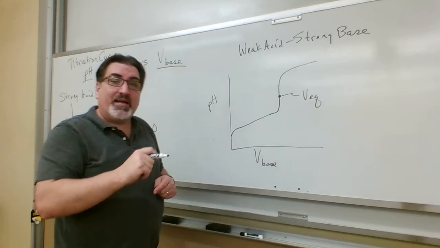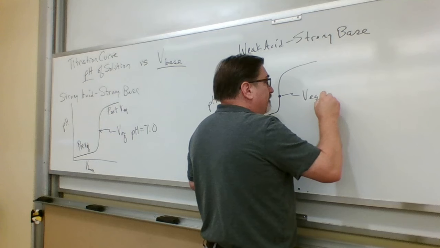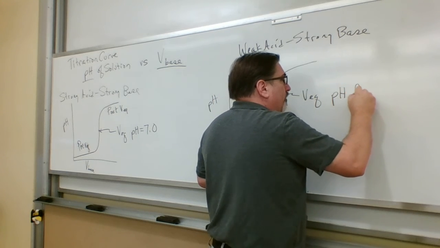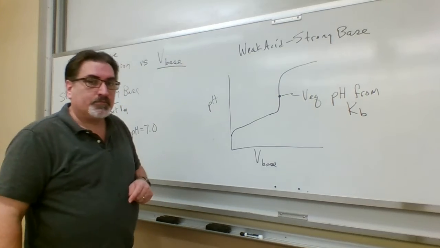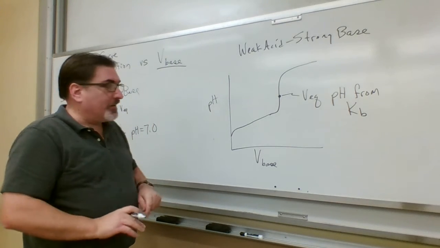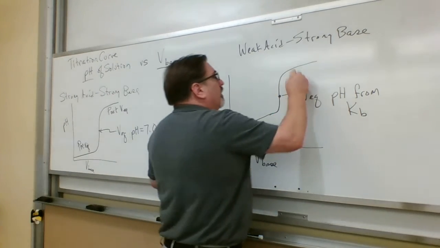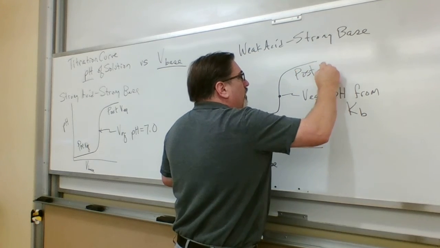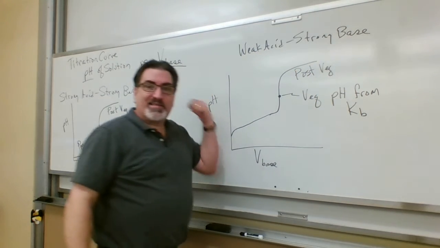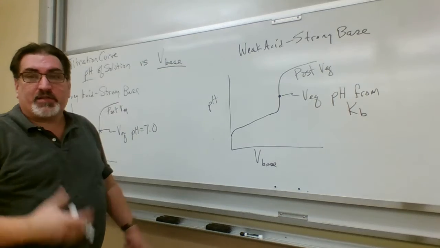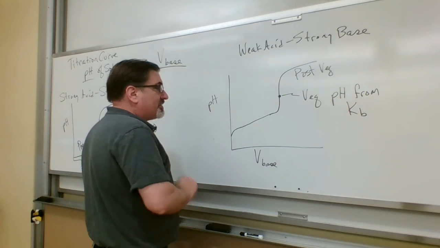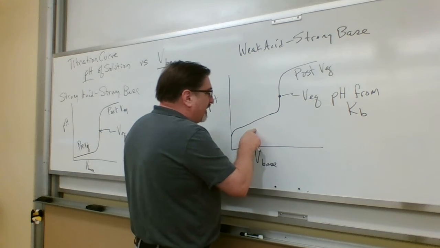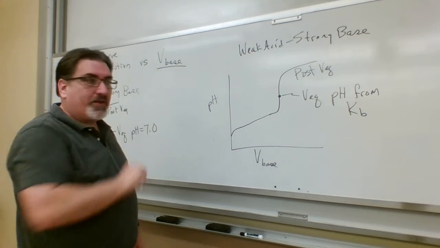This time, though, the pH is governed by Kb for the conjugate base. Again, we're not going to do any calculating, but that's where it comes from. Post-VEQ, it still works like the other one. Post-VEQ, it's a dilute NaOH solution, so you could calculate the pH based on how much NaOH has been added in excess. Pre-VEQ, though, it's fundamentally different from the other curve.